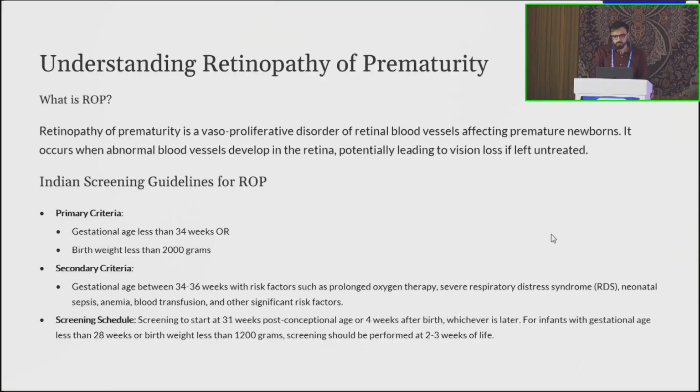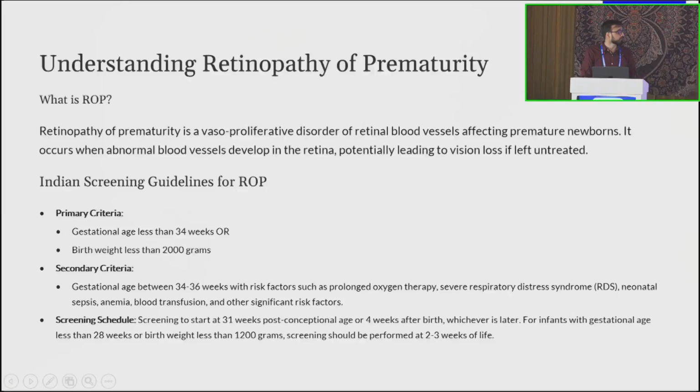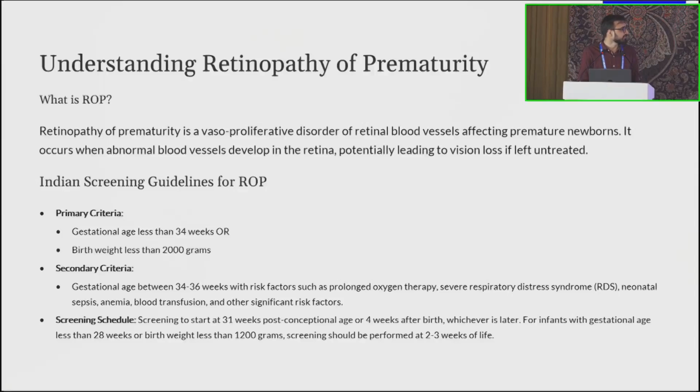Understanding retinopathy of prematurity: what is ROP? ROP is a vasoproliferative disorder of retinal vessels affecting premature newborns. It occurs when abnormal vessels develop in the retina. The primary criteria in India is gestational age of 34 weeks or less, or birth weight less than 2,000 grams.